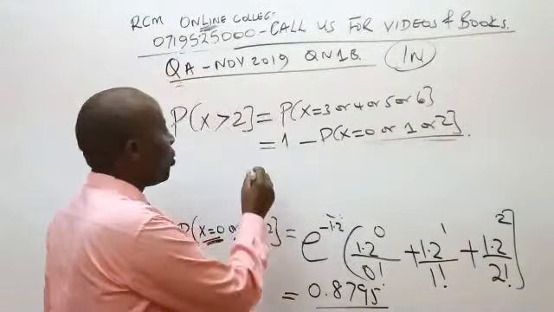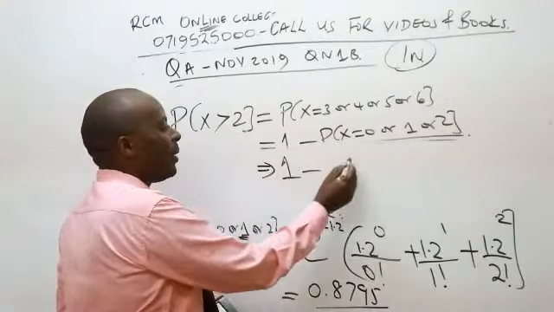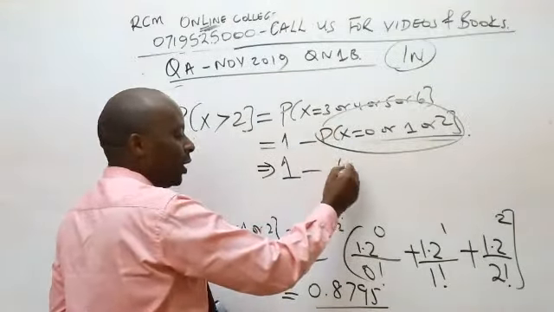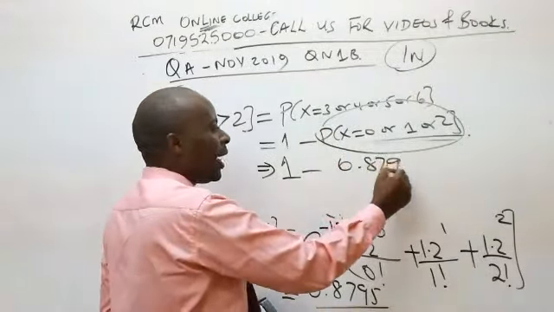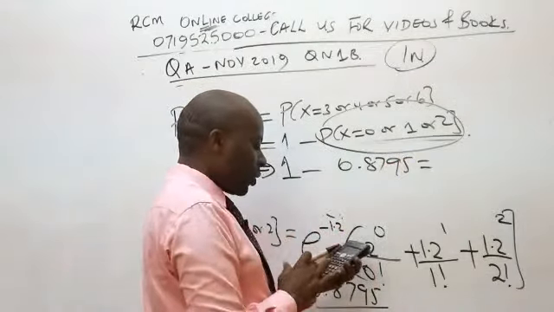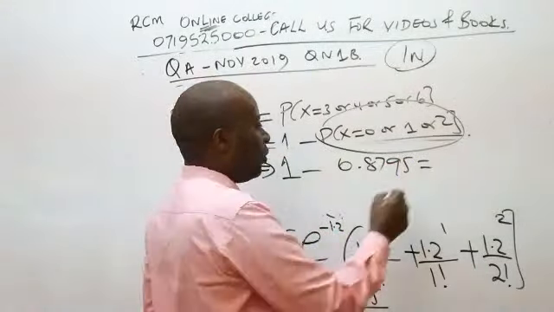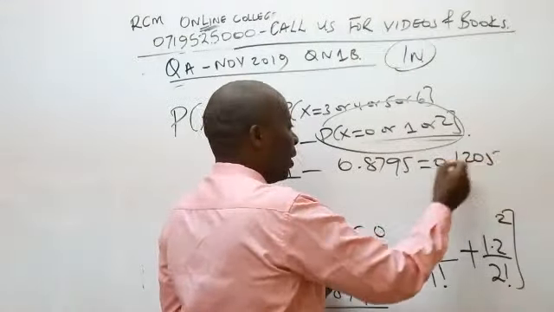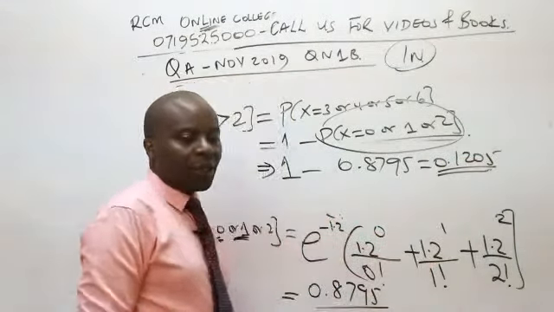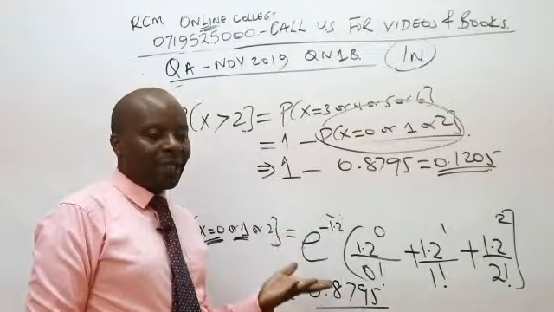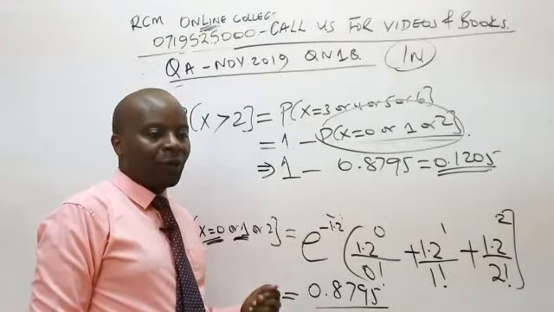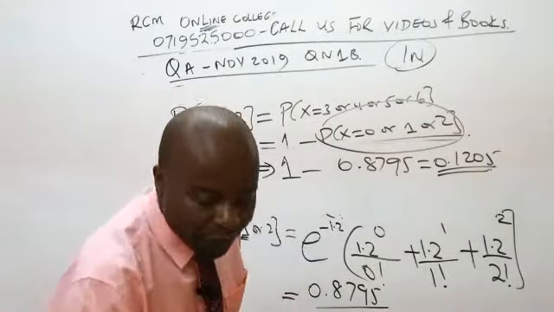Probability of more than 2 will be 1 minus this consolidated figure, which is 0.8795. So 1 minus answer, which will be 0.1205, like that. That is the answer. You can see, of course, the two models are not giving us the same answers. So that is the end of that question.